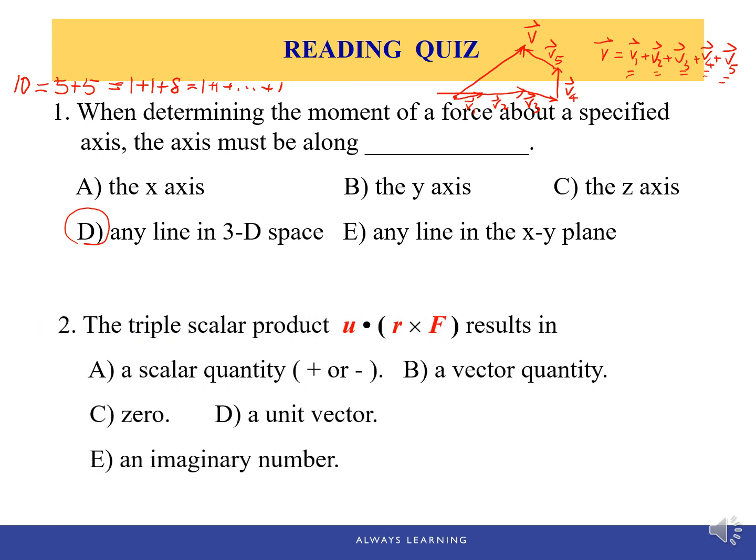Number 2, the triple scalar product. Well, the cross product will give us a vector, and then with U hat it is a vector dot product, right? The last step will be a dot product. Dot product is also called scalar product. So the triple scalar product, actually, the question already gave us the answer, right? It should be a scalar quantity. And a scalar quantity, keep in mind, can be positive or negative.